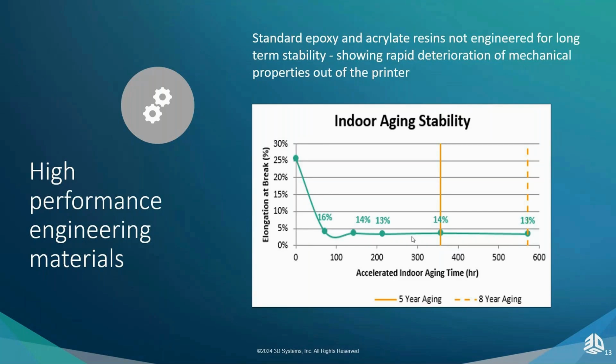So, in this particular case, this particular material falls to just 16% of its original elongation at break within less than 100 hours, right, in indoor conditions. And this is indoor stability testing. Now, imagine how much worse that would be in outdoor aging stability, where you have harsh light and humidity.